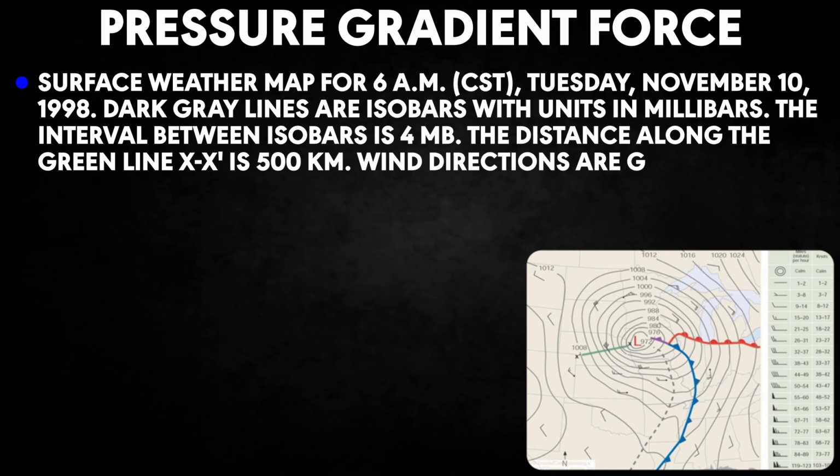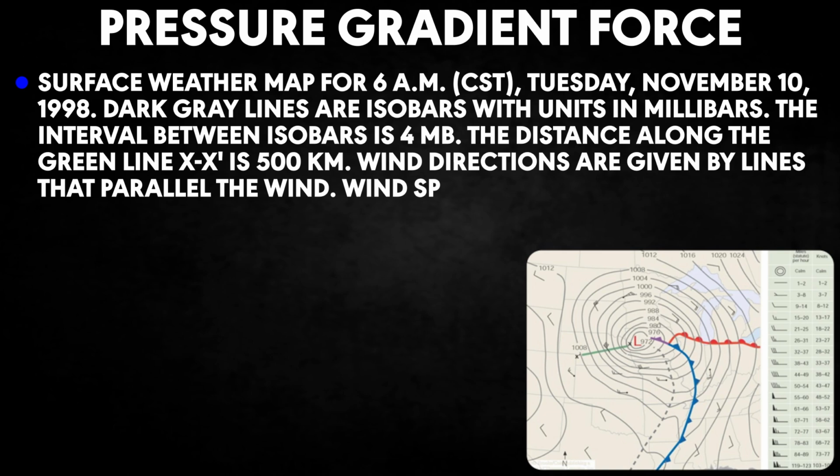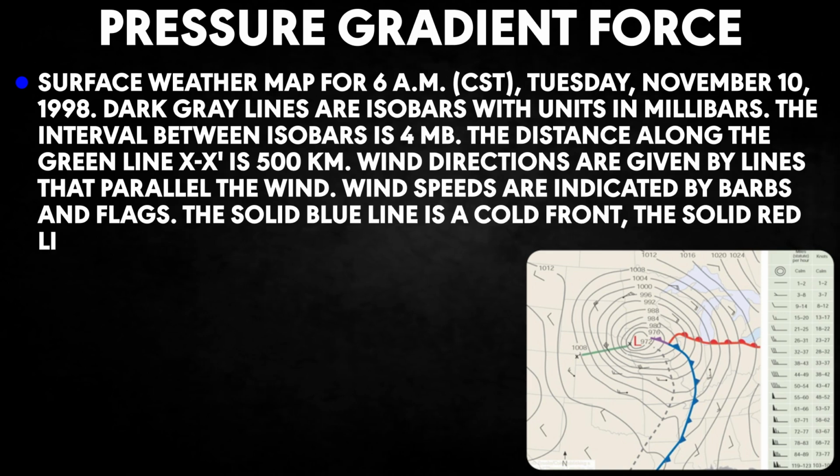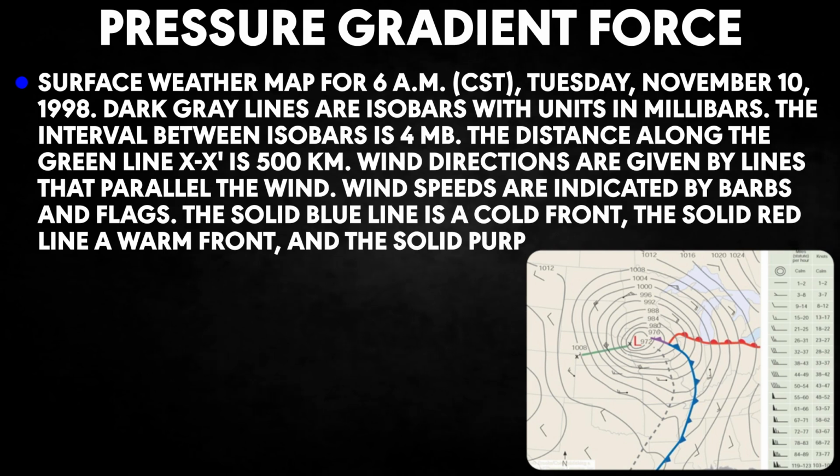Wind directions are given by lines that parallel the wind. Wind speeds are indicated by barbs and flags. The solid blue line is a cold front, the solid red line a warm front, and the solid purple line an occluded front. The heavy dashed line is a trough.